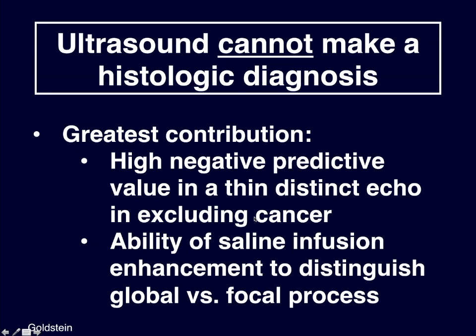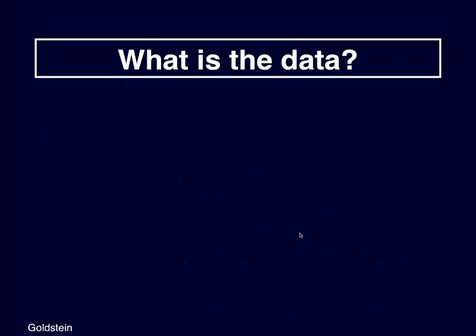So ultrasound cannot make a histologic diagnosis. As we've stated, its greatest contribution will be the high negative predictive value of a thin, distinct echo in excluding cancer, as well as the ability of saline infusion enhancement, or SIS, to distinguish a global from a focal process, and I'll develop this. So what's the data?